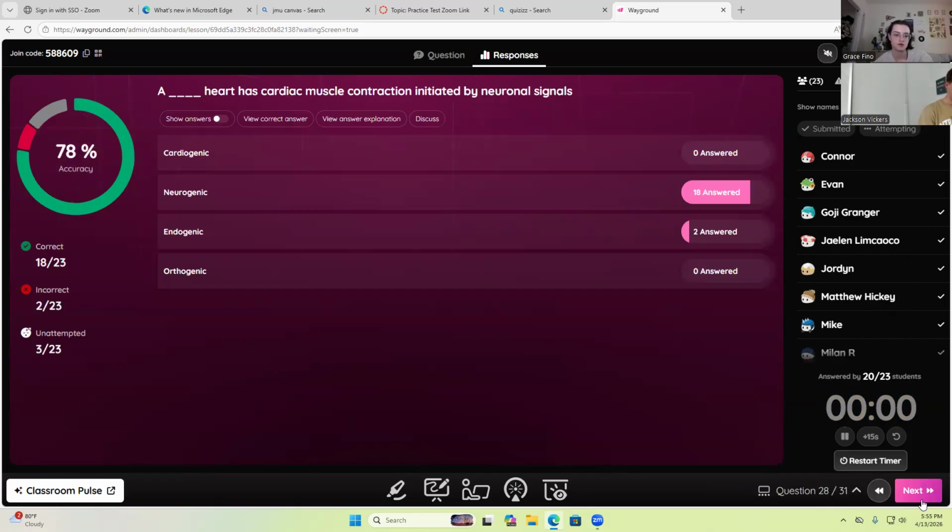Okay, so the correct answer was B. This one was particularly a definition pulled from your notes: a neurogenic heart has cardiac muscle contraction initiated by neuronal signals. So that would be an example of our heart. Any questions on that one, or are we good?